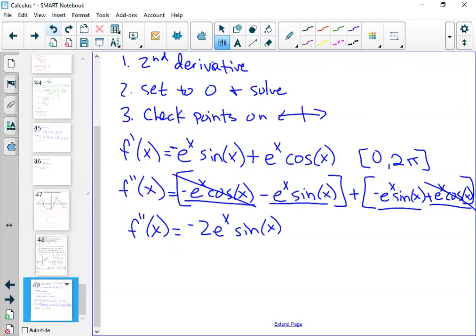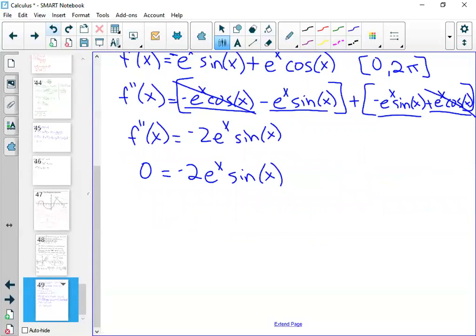We took the second derivative. Now we need to set that equal to 0 and solve. So negative 2 e to the x sine x equals 0. You could divide both sides by negative 2 e to the x, and then you'd get sine x equals 0, and you can solve it there. Or you can look at this and say, well, e to the x will never be 0. Therefore, this function is only 0 when sine x is 0. So either way, you're going to get 0 equals sine x.